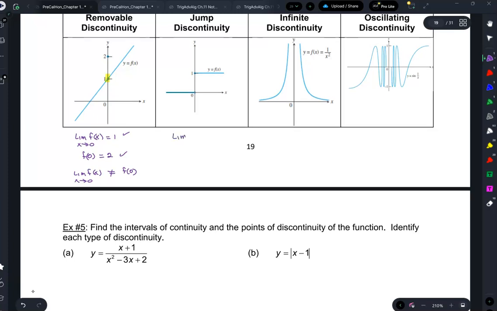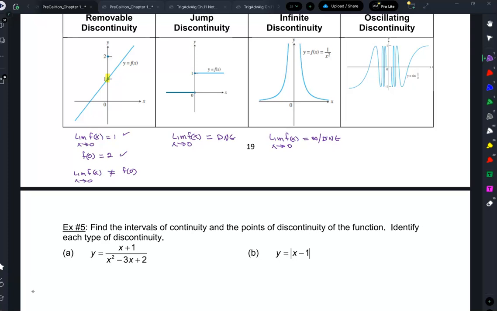So here, the limit of f of x as x approaches 0 is D&E. So this is where this fails, right? So it already failed the first part of the continuity test. Here, the limit of f of x as x approaches 0 is also D&E. Oh, I'm sorry, it's infinity D&E. So it's not a finite number. Here too it failed, right?